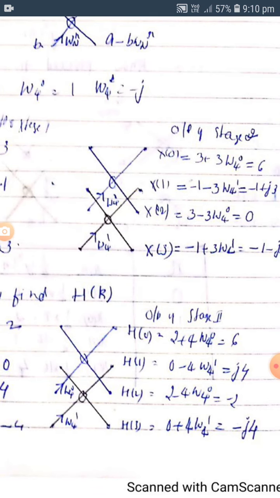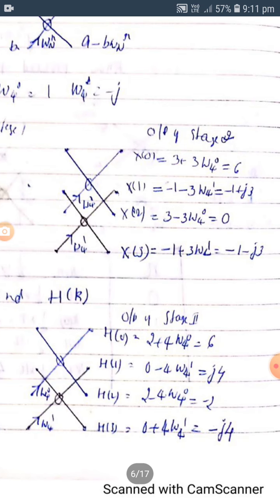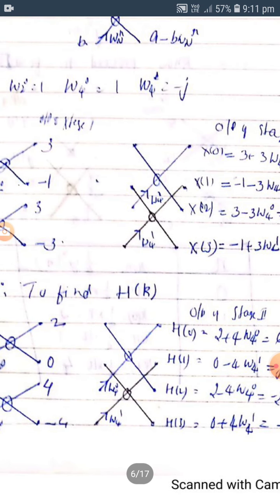Then what we can understand, the third stage output x of 0 will be capital X of 0, meaning the first DFT signal. That is the first signal, it comes to here. This is 3.